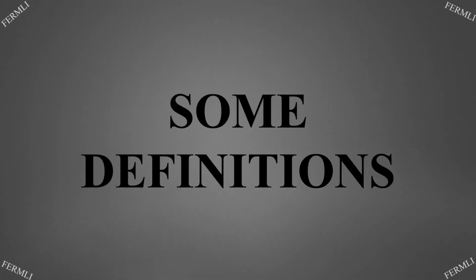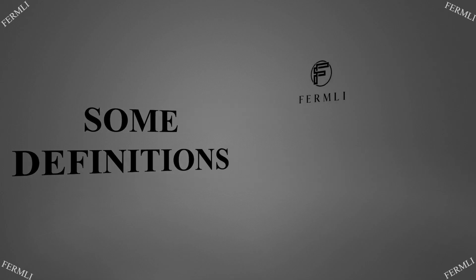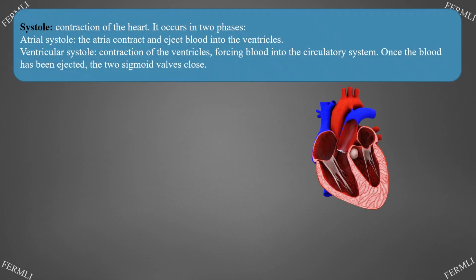Some definitions. Systole, contraction of the heart. It occurs in two phases. Atrial systole, the atria contract and eject blood into the ventricles. Ventricular systole, contraction of the ventricles, forcing blood into the circulatory system. Once the blood has been ejected, the two sigmoid valves close.